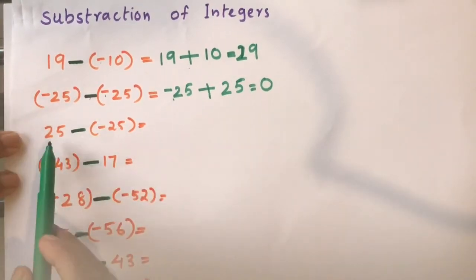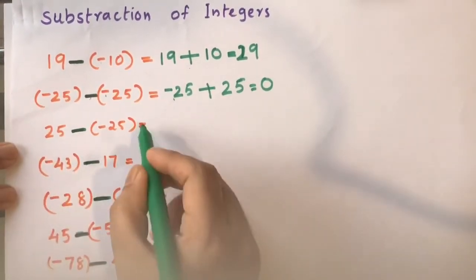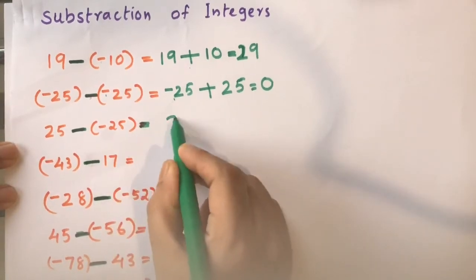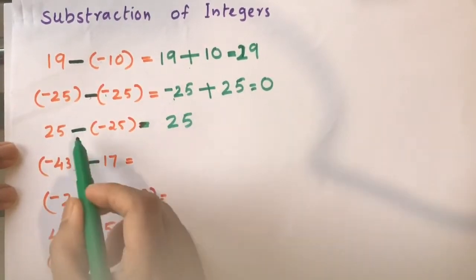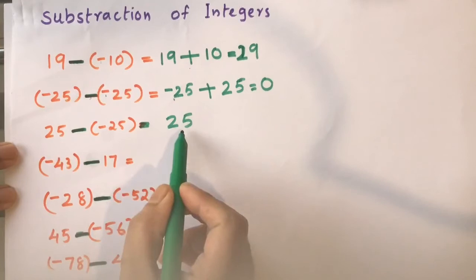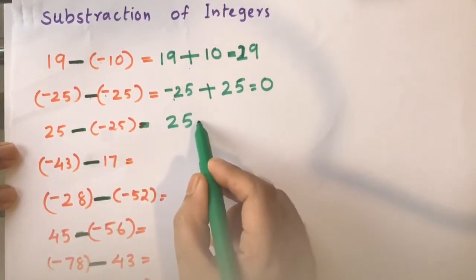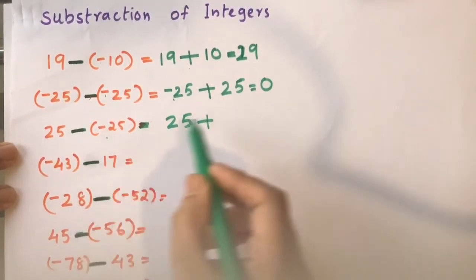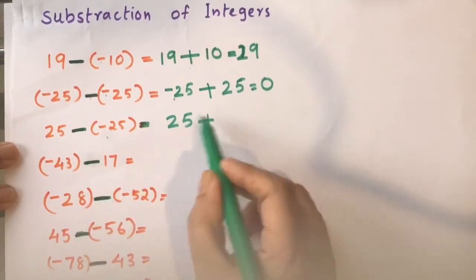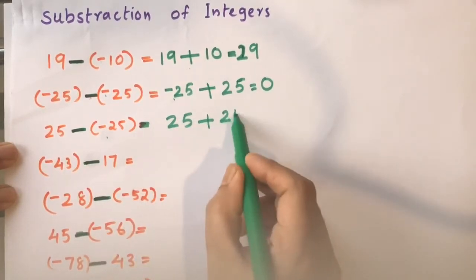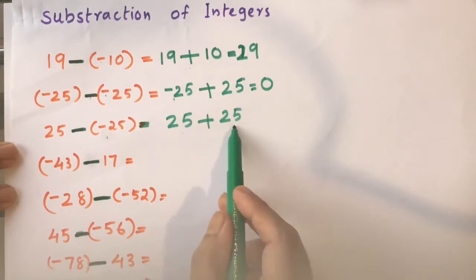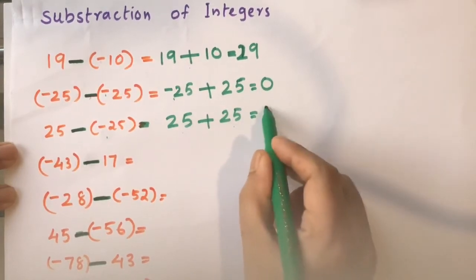Here the first integer is 25. Write the first integer in the same way, that is 25. Keep the first integer, then change the operation. Then change the sign of the second integer. Negative 25 will be positive 25. Here 25 plus 25 is 50.